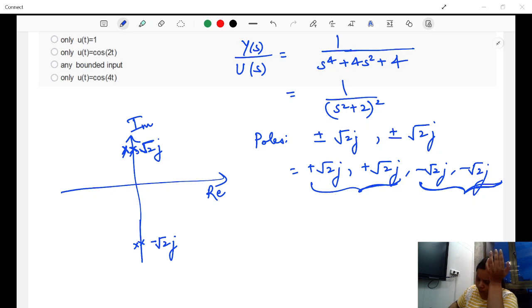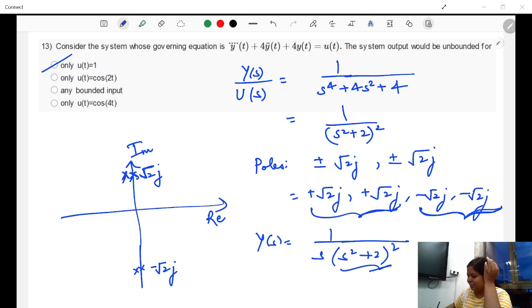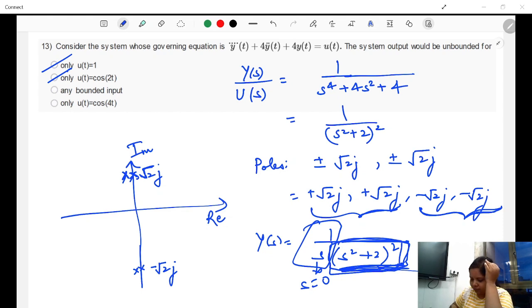Let's say you choose the input u(t) equal to 1, then you will just have Y(s) equal to 1 upon s into (s square plus 2) square. This will contribute to making the output unbounded. Even whatever this does, s equal to 0 is always going to contribute to the unboundedness of your output. If some other input is chosen, then also the term would remain the same.